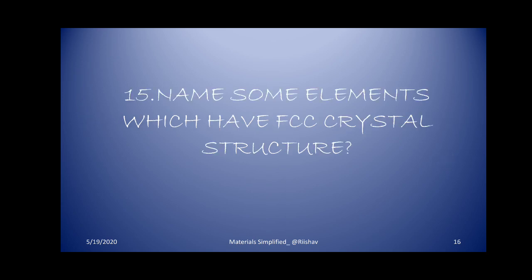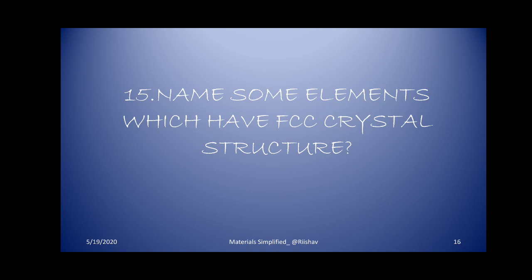Name some elements which have FCC crystal structure. Well, gold, silver, copper, nickel. I'll tell you a simple trick, how I used to learn this. What I realized was that whatever is costly comes under FCC. FCC is highly ductile, and whatever is costly comes under FCC. So gold is costly, silver costly, copper costly, nickel costly, aluminum costly. All these have FCC. So you can just learn it this way: whatever is costly is FCC.